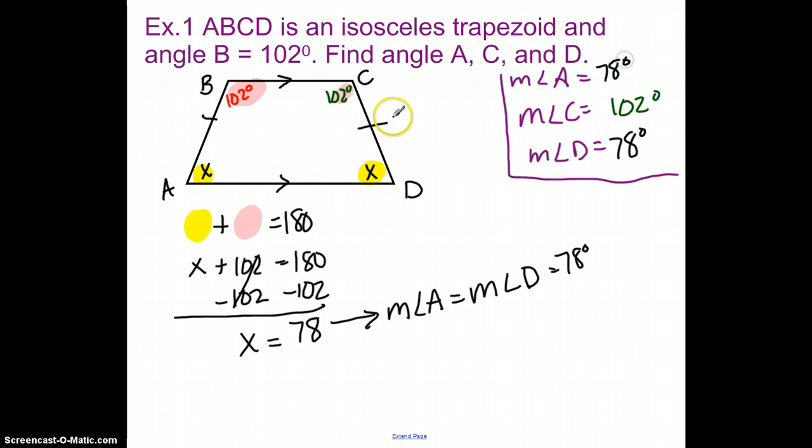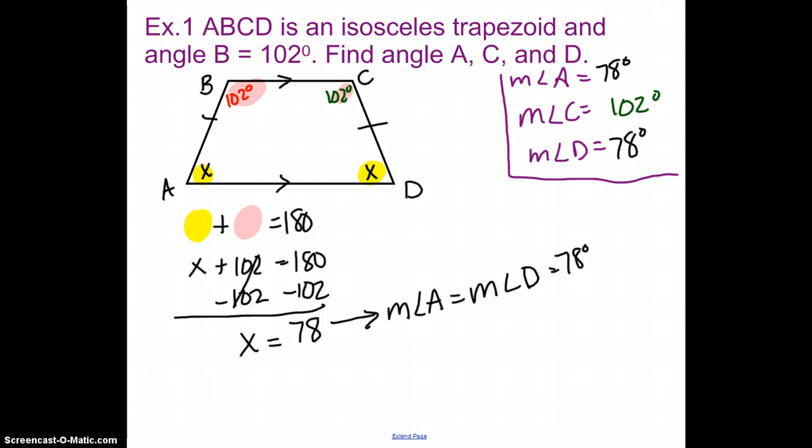Do remember then, looking at this picture, that C and D would be supplements of each other, and A and B are going to be supplements of each other. You also need to remember that the base angles are congruent in an isosceles trapezoid, because that will be important again.